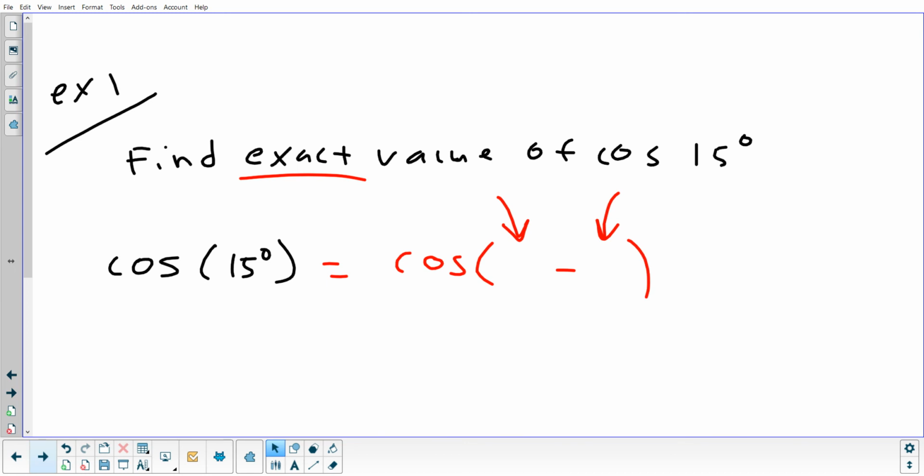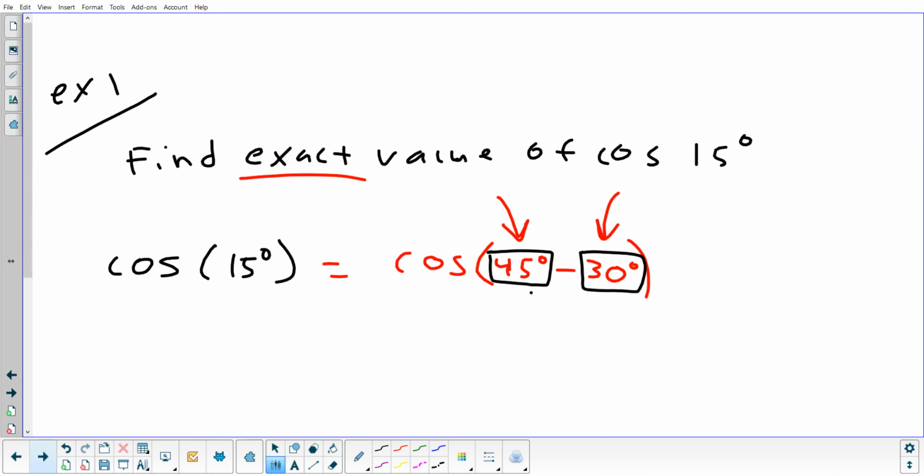Okay? 45 minus 30. Yep, 45 minus 30. Now, when I refer to my first angle, when I split this up using the formula, it's a 45. And when I refer to my second angle, it's a 30. This is the first angle. This is the second angle. That's your alpha. That's your beta.